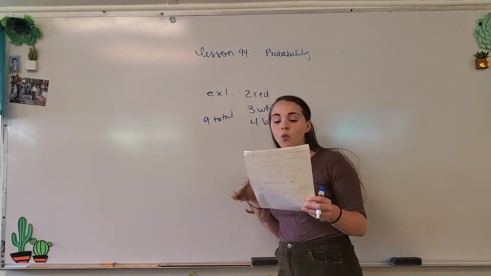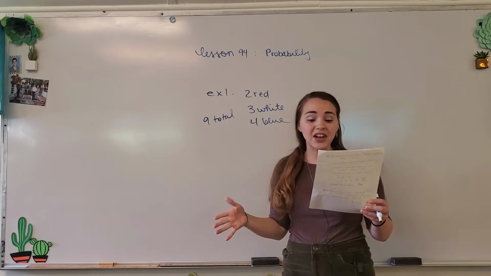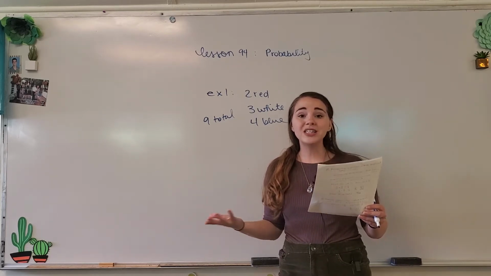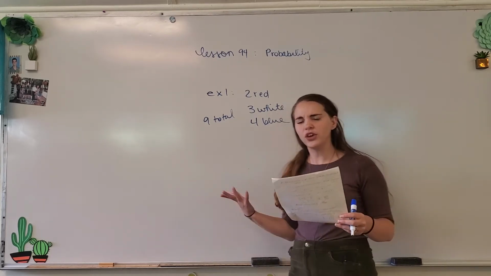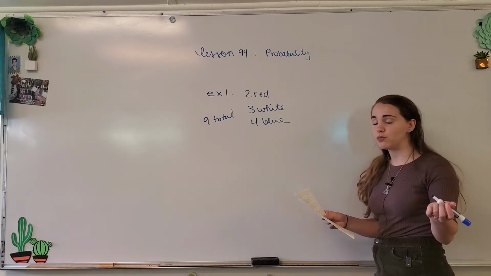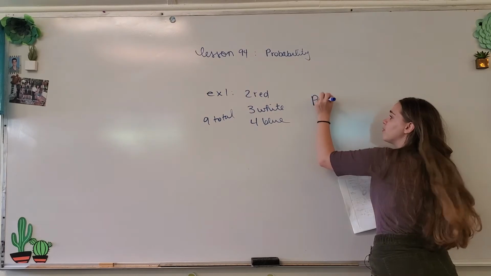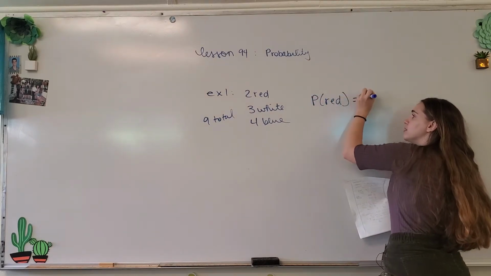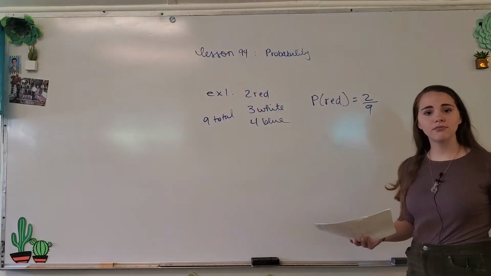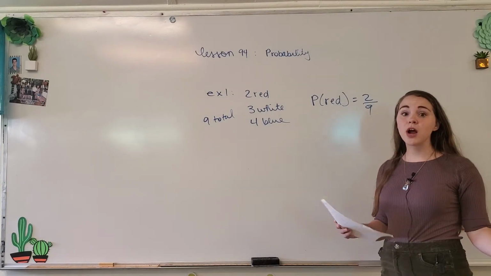So let's say 1 is drawn and not replaced, and then a second is drawn. What is the probability they'll both be red? So let's figure out what's our probability the first one would be red. Well, if there's 2 red and there's 9 total, the probability of red is 2/9, right?